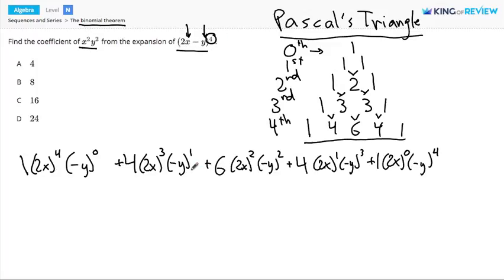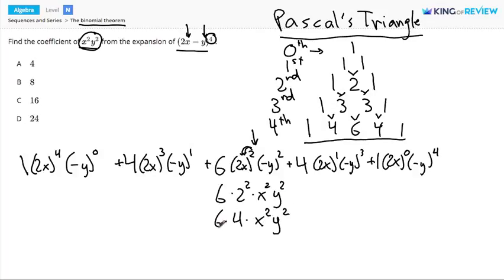I want to focus on the term where we will have x to the second times y to the second. And that's clearly this term in the middle where we have both of our variables squared. So let's see if we can work with this term here. This term is 6 times, now we can distribute the squared to both terms in parentheses, so we'll have 2 squared times x squared. And since a negative times a negative is a positive, this last piece just turns into y squared. So that's 6 times 4 times x squared y squared.